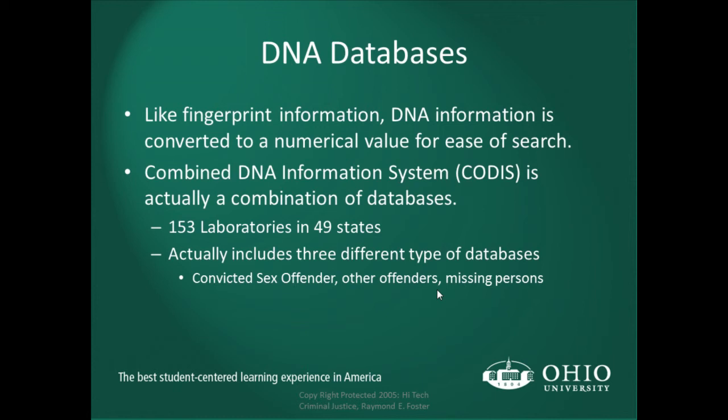Combined DNA Information System, CODIS. I'm sure that watching shows, you hear them talk about the CODIS database. And actually, the CODIS database is a combination of databases. There are 153 laboratories in 49 states that are a part of the CODIS system. It actually includes three different types of databases: convicted sexual offender, other offenders, and missing persons. Those are the combination of the CODIS database.